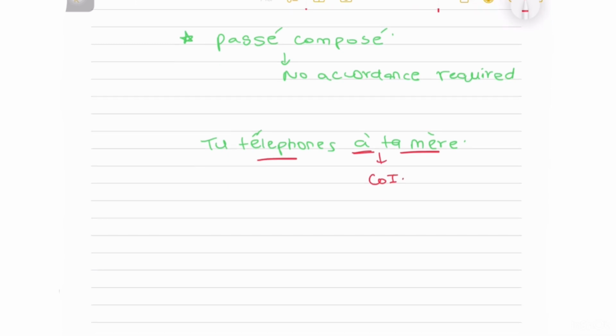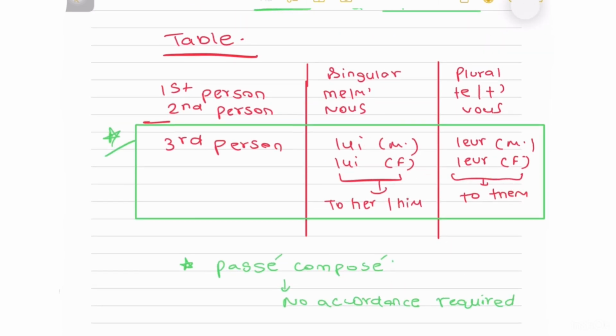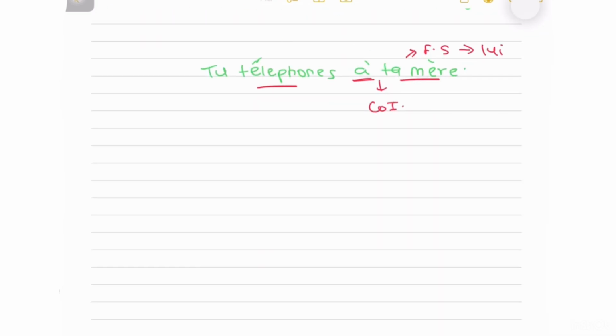Now I want to replace ta mère as my objet. So ta mère is obviously féminin singulier. According to the table, it is lui. So that becomes tu lui téléphones, as in you call her.